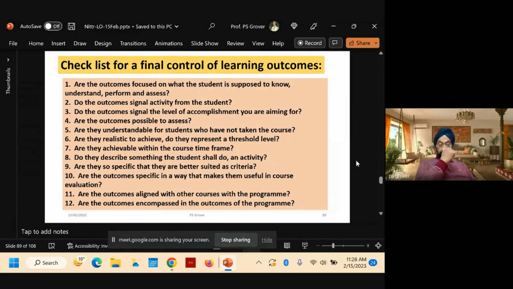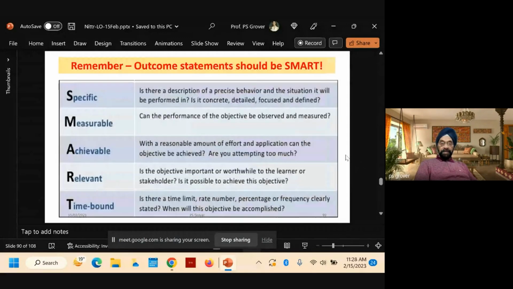That means if you have 3 months, 4 months, or a year, or 2 years, do they describe something the student shall do or an activity? Are they so specific that they are better suited as criteria, and so on? So this is the question we have to ask as a faculty member. This is a checklist for the control of the learning outcomes, which we take like this.